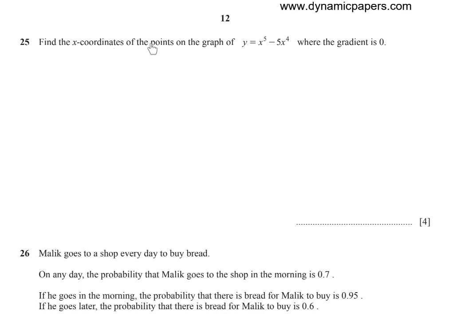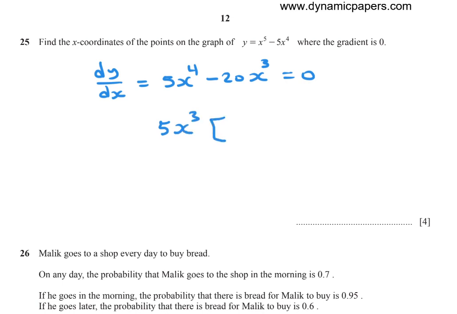Find the x coordinate of the points on the graph y equals x power 5 minus 5x power 4, where the gradient equals 0. So we need to find dy over dx, which is the gradient, and equate it to 0. dy over dx is 5x power 4 minus 20x power 3. Now equate to 0. Factorize, so you can take 5x power 3 common. You are left with x minus 4 equals 0.